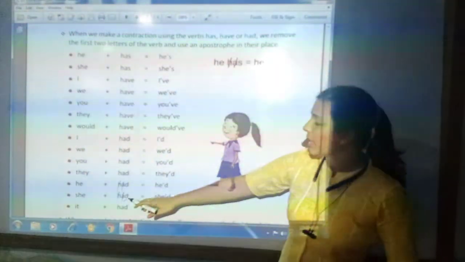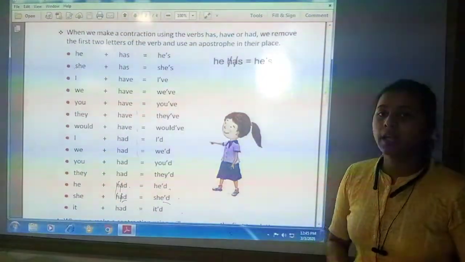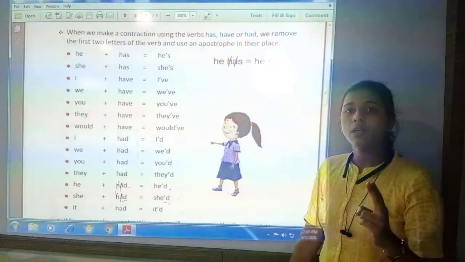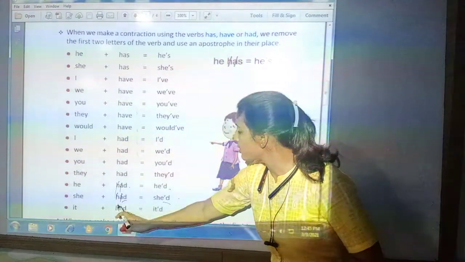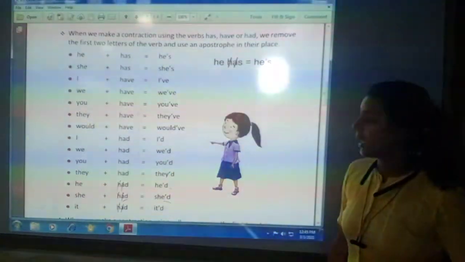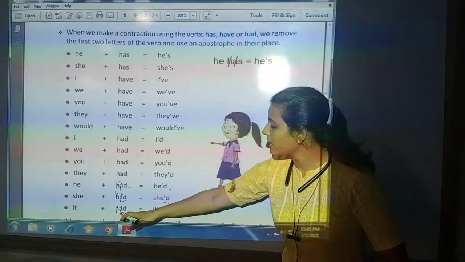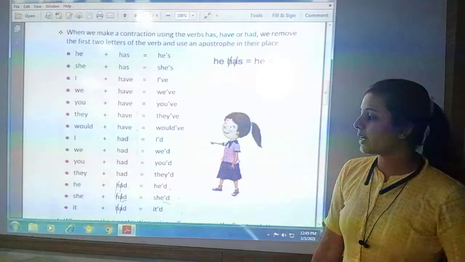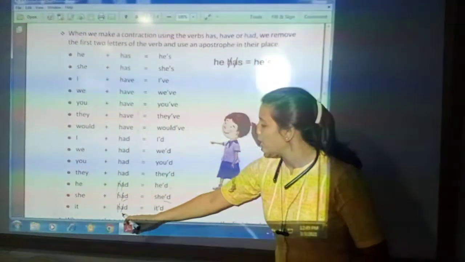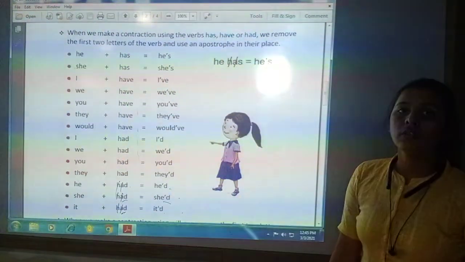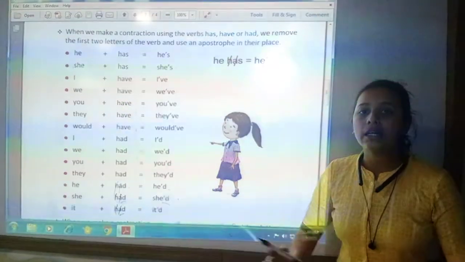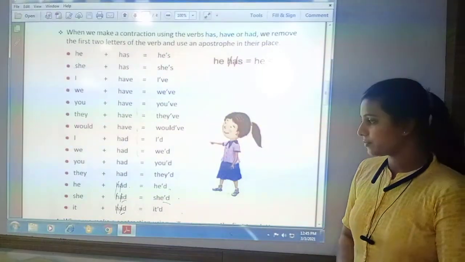Clear? So this is called contraction. Last one is it plus had. In that, it will be as it is. And in had, that is the second word, we will remove two initial letters, H, A. And then after removing these letters, we will put an apostrophe here. And then we will write D, the rest of the letters of the second word. So it will become it apostrophe D, it'd.